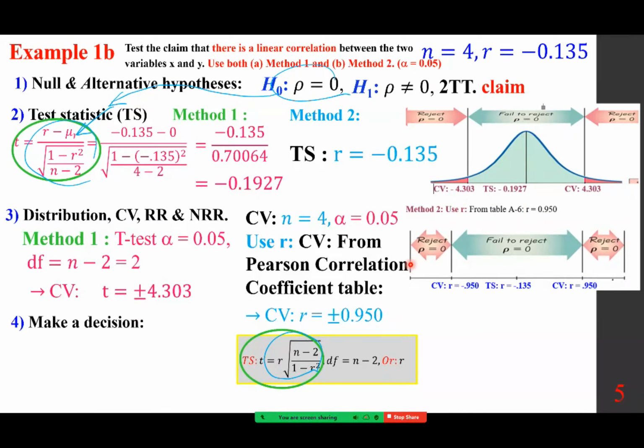If you look at this case, according to the Pearson correlation coefficient table, r is minus 0.950 and positive 0.950. And here's your test statistic, again between the two numbers. It doesn't have to be to scale. So it puts you way into the non-rejection region, so you fail to reject H0.